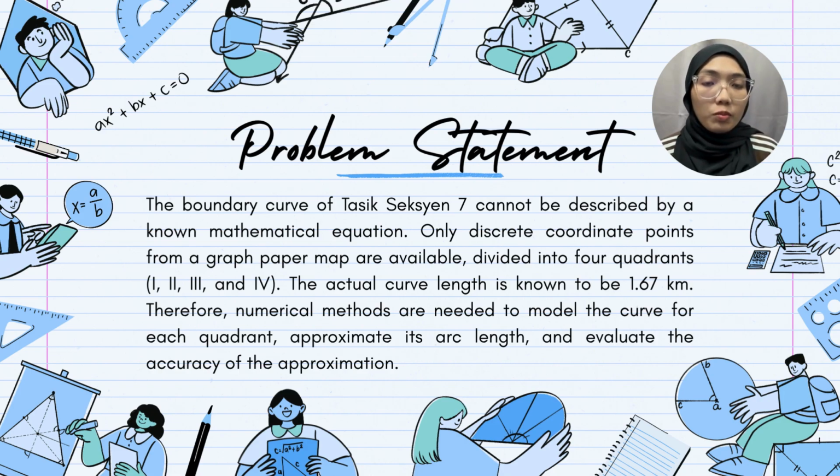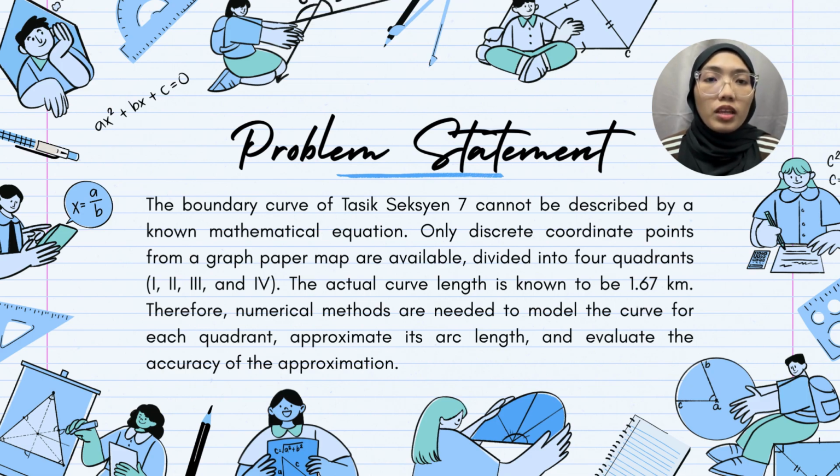For the problem statement, the boundary curve of Tasik Seksyen 7 cannot be represented using a mathematical equation because the lake has an irregular natural shape. Instead of having a continuous equation, we only obtain several discrete coordinate points from the graph paper map. To simplify the analysis, the lake boundary was divided into 4 quadrants. The actual curve length of the lake is known to be 1.67 kilometers.